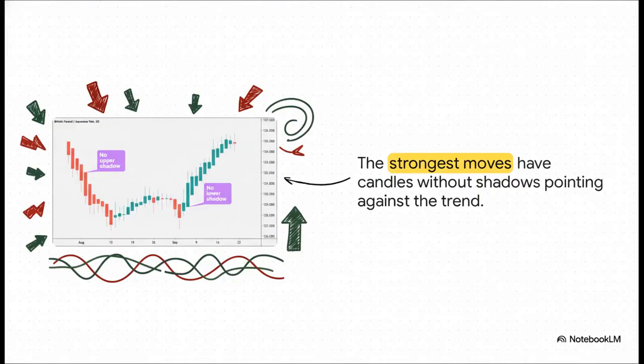Just look at this chart. See that big, powerful downtrend on the left? Almost all of those red candles are missing their upper shadows. And then, in the strong uptrend that follows, you can see the green candles have no lower shadows. That visual confirmation is one of the biggest advantages of using Heikin.